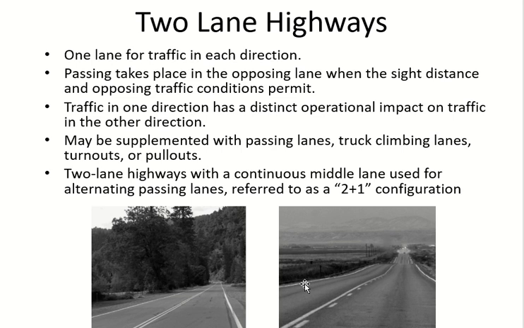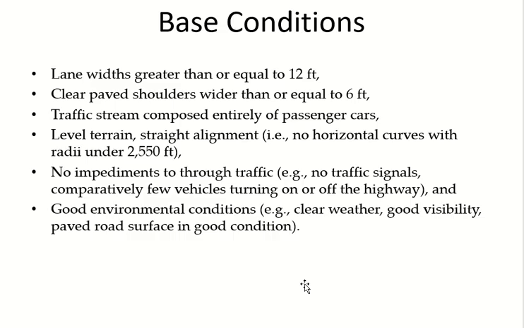In some very special cases, you can have a 2+1 highway. In a 2+1 highway, the third lane is continuous. It's not temporary, it is continuous. But it's a very special case.